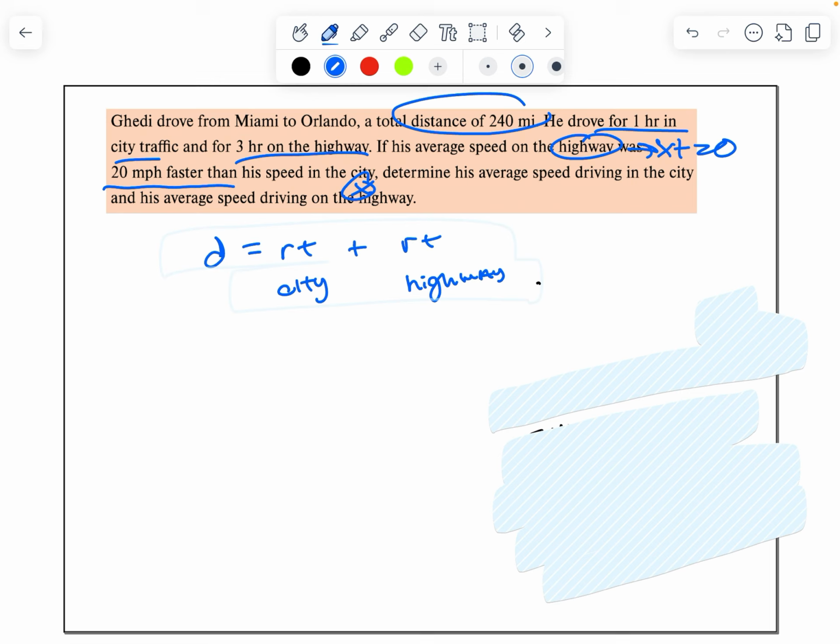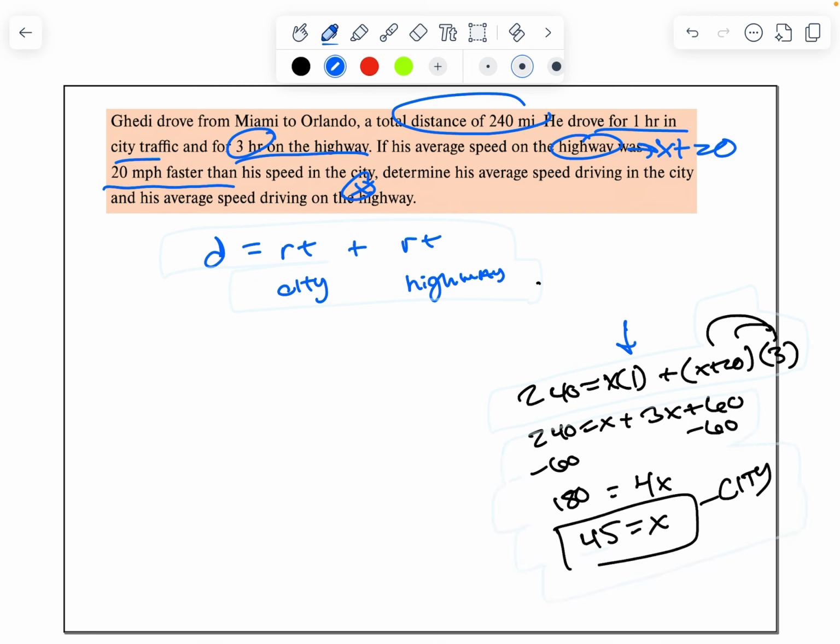Sub in the things that we know. Total distance 240. City driving we said was x. City traffic he spent 1 hour. Highway driving, his speed was x plus 20. Highway driving, he spent 3 hours. Same process: distribute, move variables, try and solve for your variable.